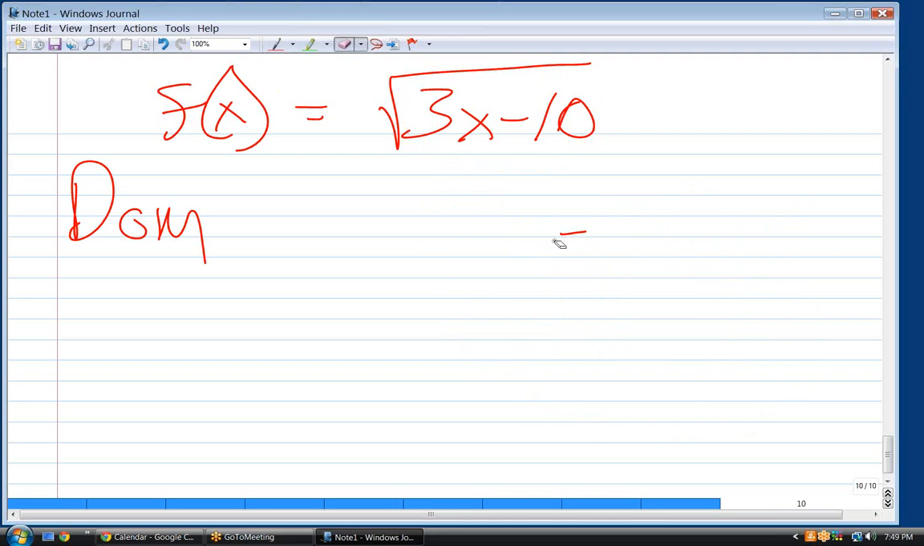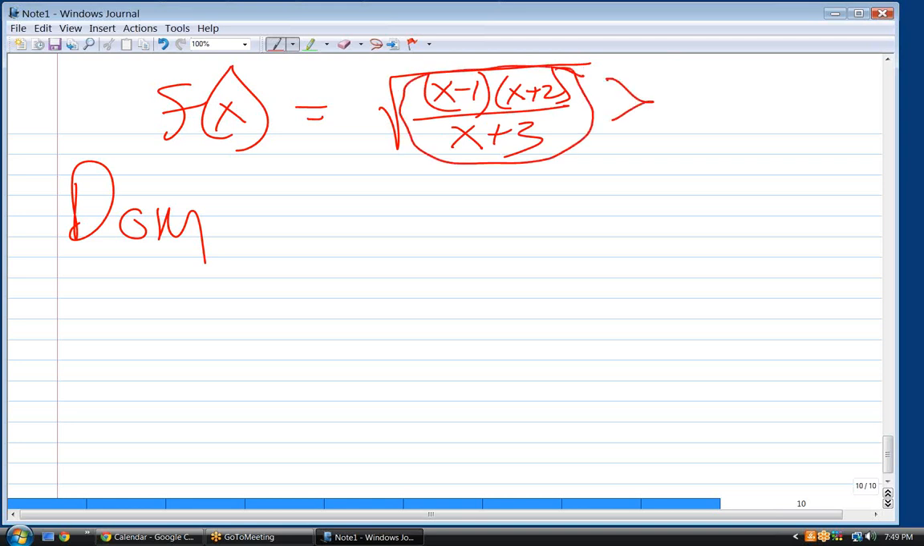And it matters not how complicated it is. If I gave you something more complicated inside the radical, you just take that whole thing and make it greater than or equal to 0 and solve it. And then you'd have to use a line chart to do that. In other words, to solve that inequality, I'd find my critical points, do the line chart, and come up with the intervals where it was greater than or equal to 0.